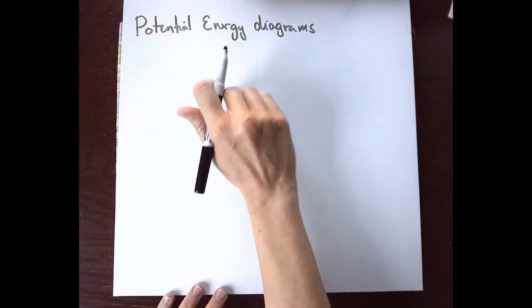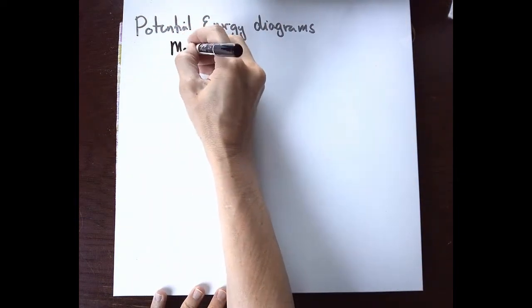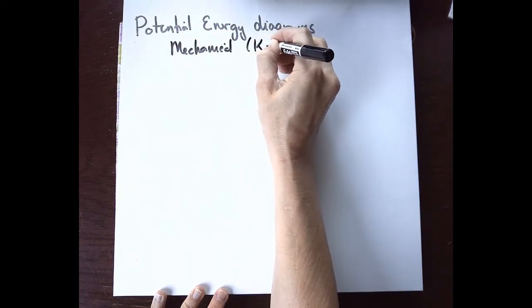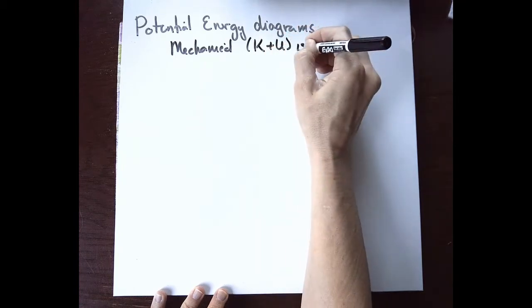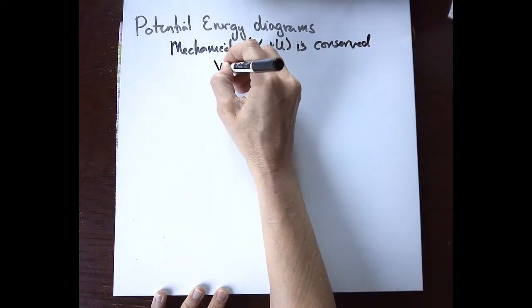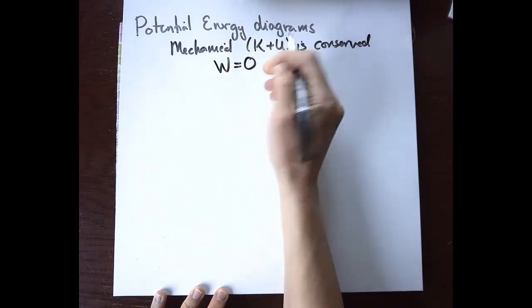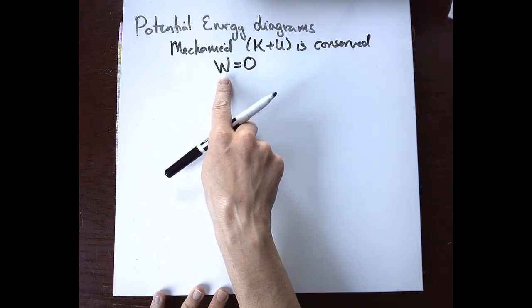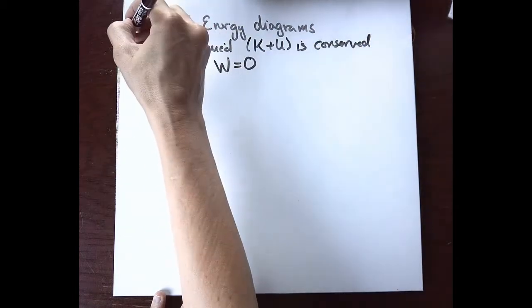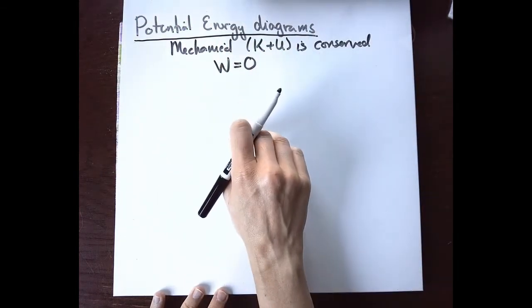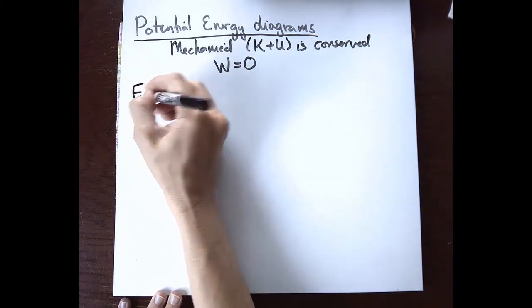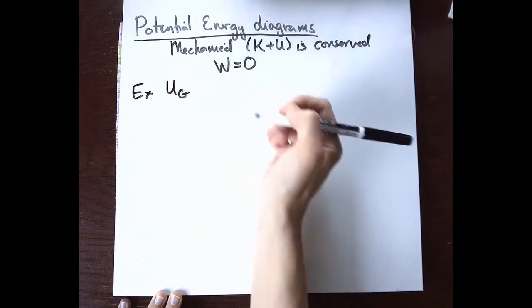So if you've got a situation where the mechanical energy, and remember that is the kinetic energy plus the potential energy, is conserved. That is, there are no outside forces doing work, or at least when you add up all the outside forces doing work, the sum total is 0. Then you can make a potential energy diagram, which can be super useful and tell you a lot about what's going on. So let's do an example where we look at gravity.